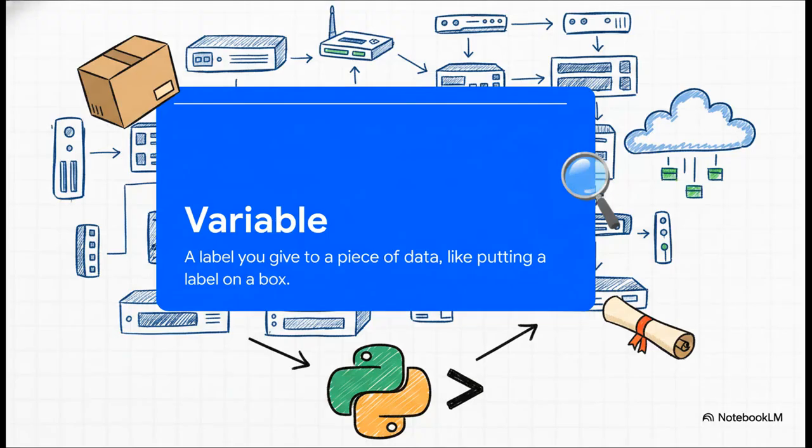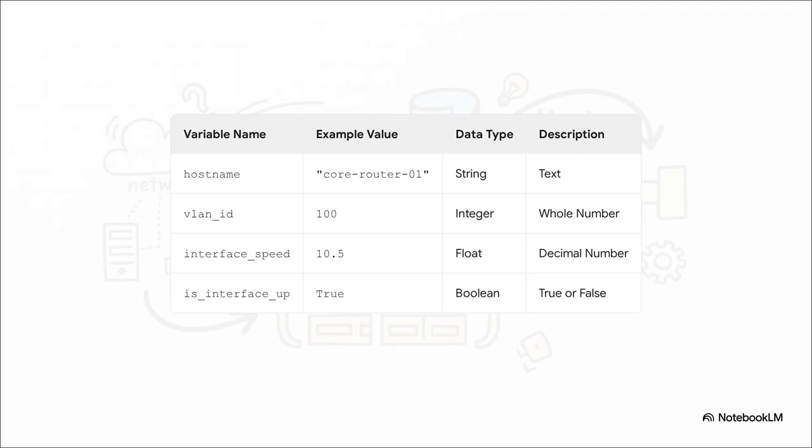The first and most fundamental container you need to know is a variable. Honestly, the label on a box analogy is perfect. You take a piece of data, say a router's hostname, and you just stick a label on it, called hostname. From then on, whenever you use that label, Python knows exactly what data you're talking about. Simple as that. And here's the really cool part.